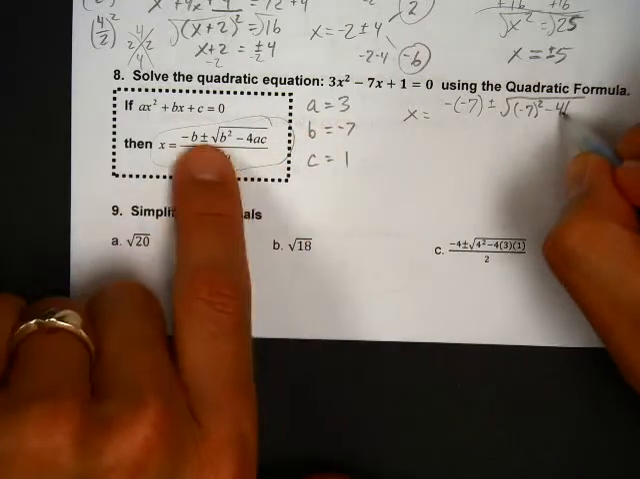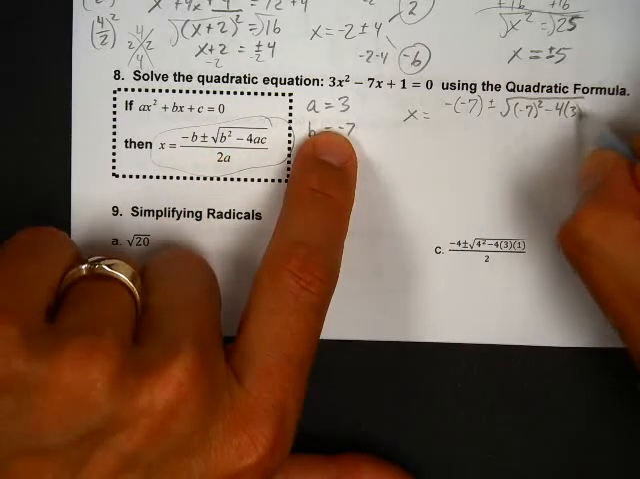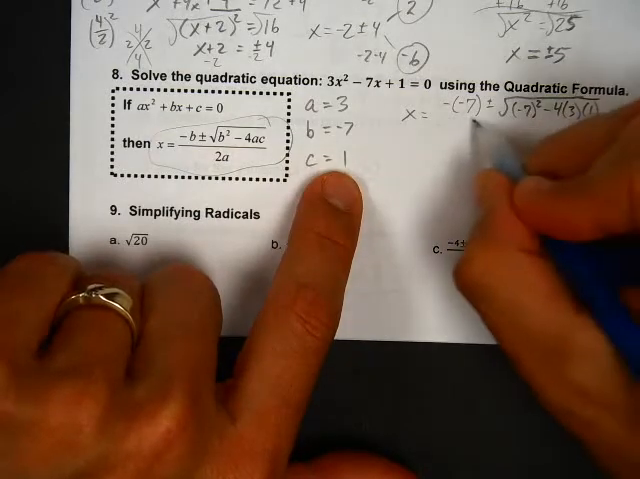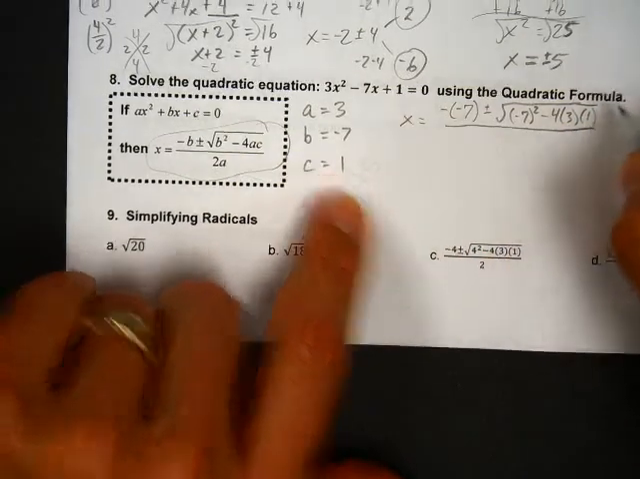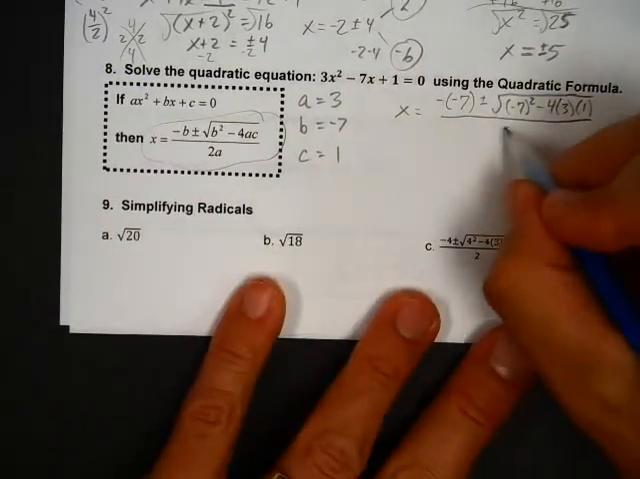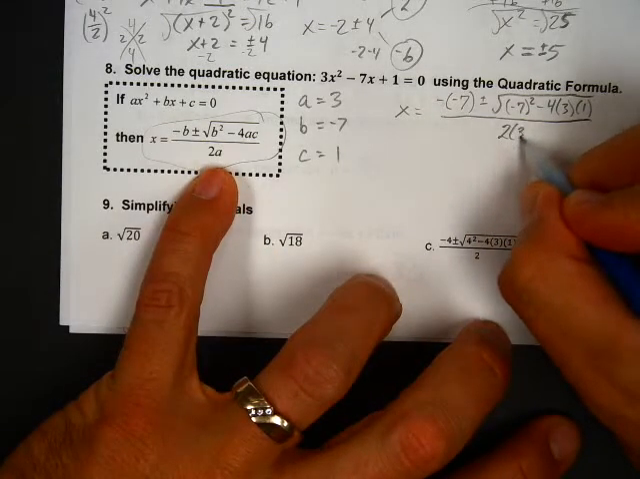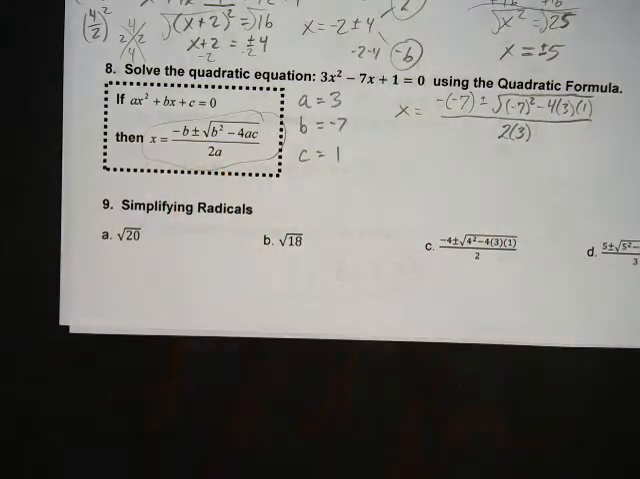-4 times A, which is 3, times C, which is 1. A lot of hoopla that doesn't necessarily change much. And this is all over 2, eh? This is the Canadian portion of our show here. And A happens to be 3.